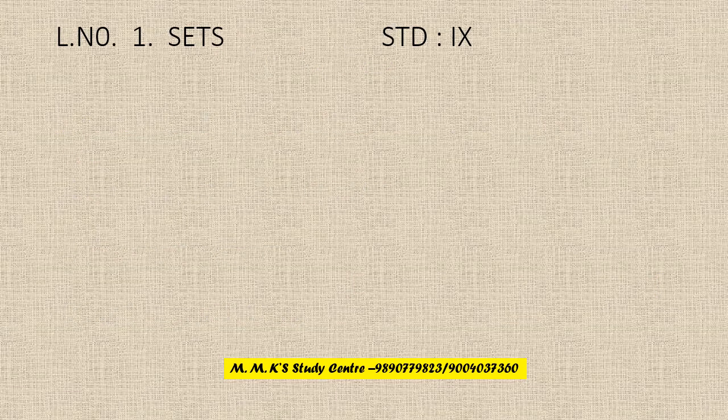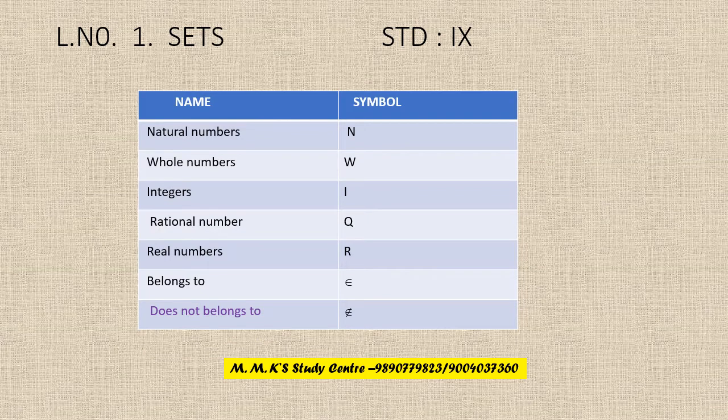Methods of solving. Before that, we'll see the names and symbols. Natural number is denoted by capital N. Whole number is denoted by capital W. Integers are denoted by capital I. Rational number is denoted by capital Q. Real number is denoted by capital R. Belongs to is denoted by ∈ and does not belong to is denoted by ∉. Children, these symbols are very important, so you have to learn them.